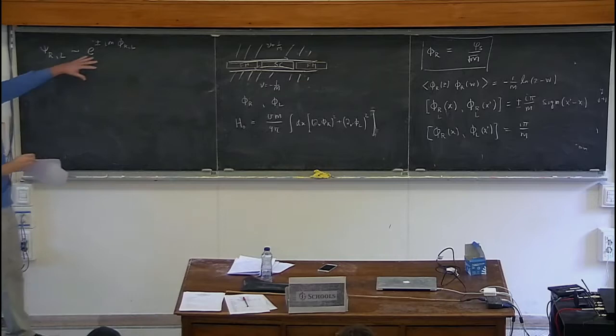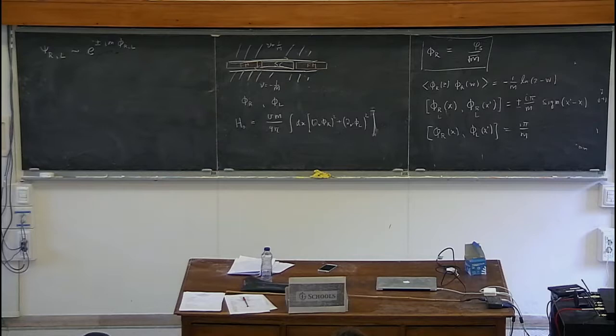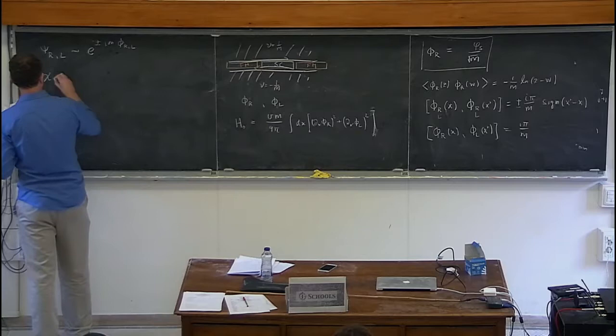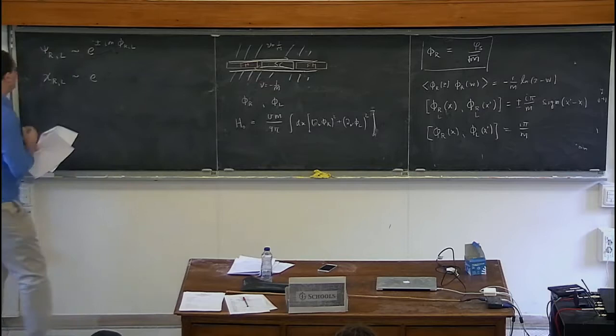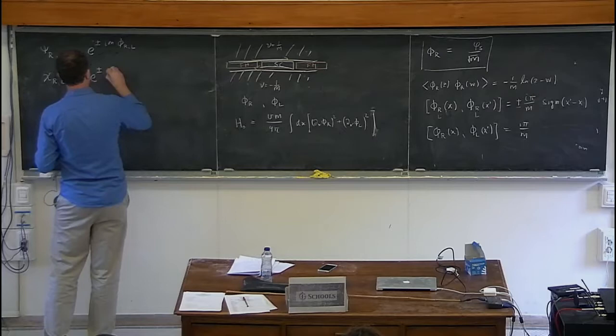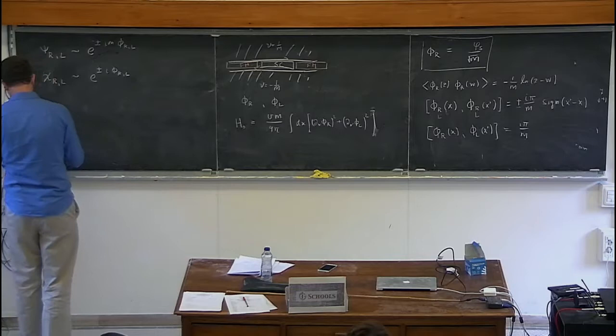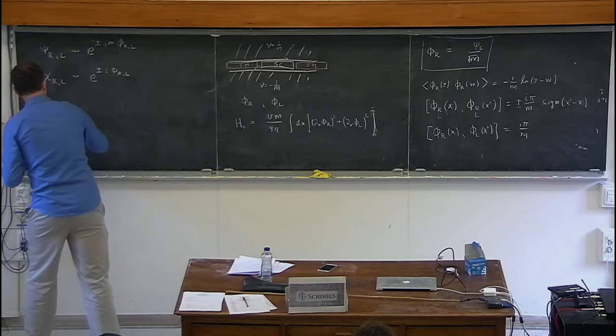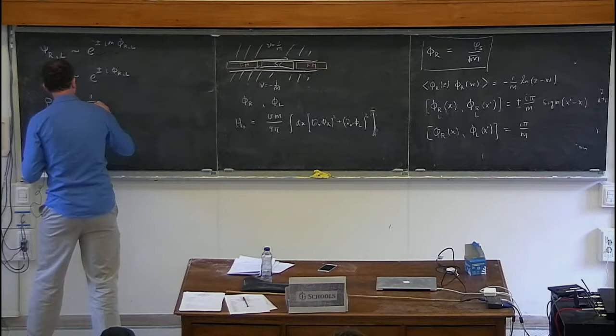It has a charge of 1 times e, and there are also quasi-particle operators. These are the Laughlin quasi-particles, χ_R and χ_L. They should remove a charge of e/m. They're just e to the plus or minus i times φ_R or L. And then we have the charge operator, ρ. This is the charge density on the edge. That's equal to 1/2π times ∂x φ_R or L.